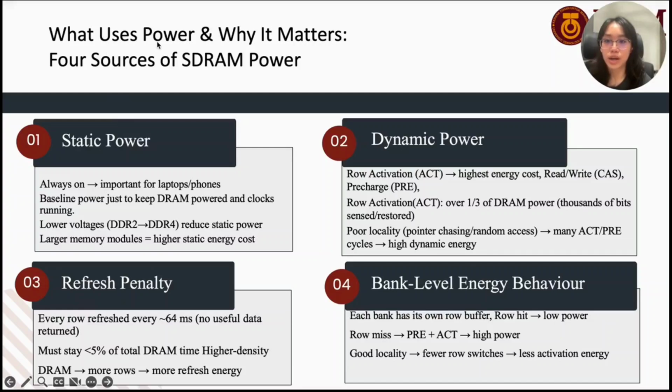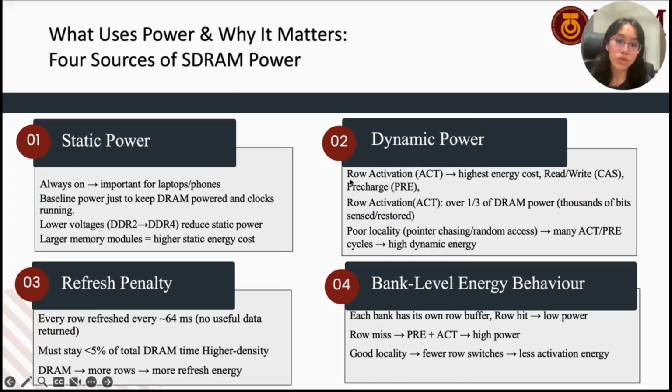Next, I'll be continuing with what uses power and why it matters. For the four important sources of SDRAM power, synchronous dynamic random access memory. First, static power. It requires always-on baseline power just to keep the DRAM powered and the clock running. Lower voltage generations, DDR2, DDR3, DDR4, reduce the static power accordingly.